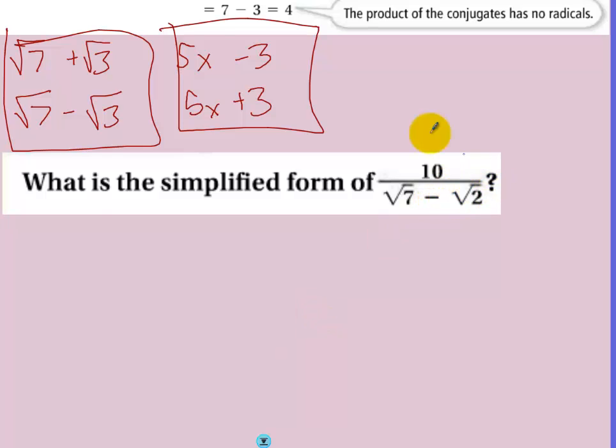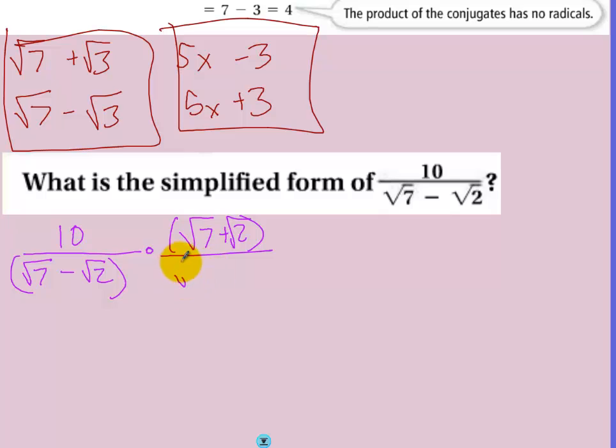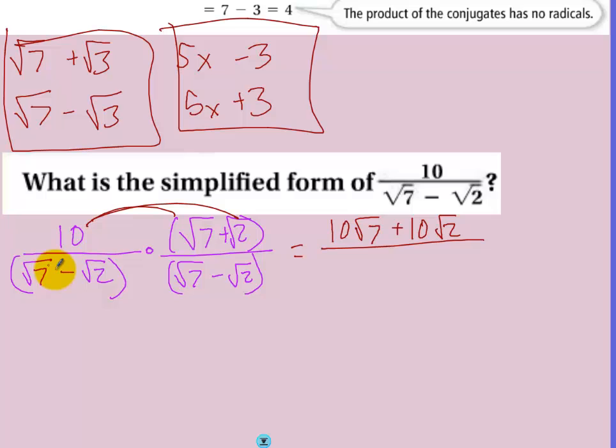So what I'm going to do is multiply the top and bottom by the conjugate, just the conjugate. So you have this at the bottom. I'm going to multiply the top and bottom by square root of 7 plus square root of 2, over square root of 7 minus square root of 2. So on the top, there'll be a lot of math here. You're distributing that 10, so you'll get 10 square root of 7 plus 10 square root of 2. And in the bottom, you're going to multiply these out.